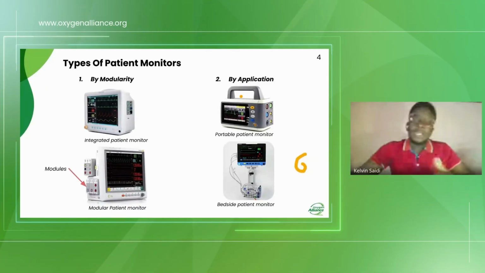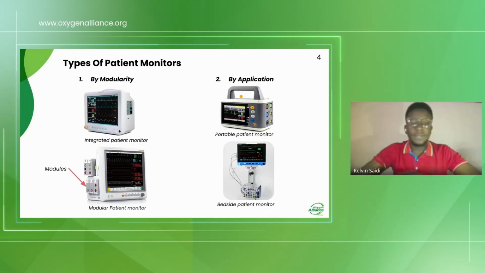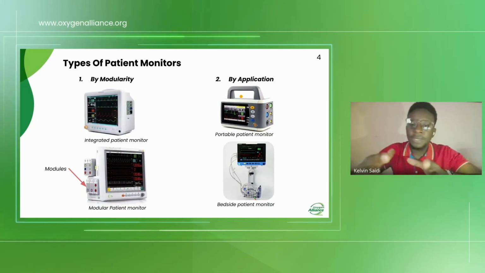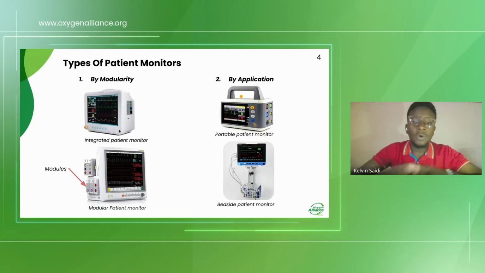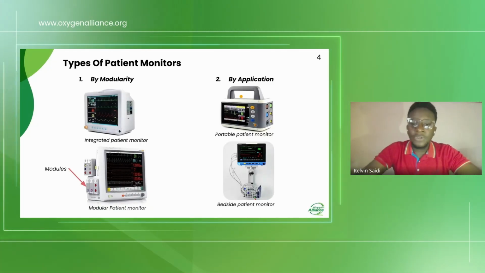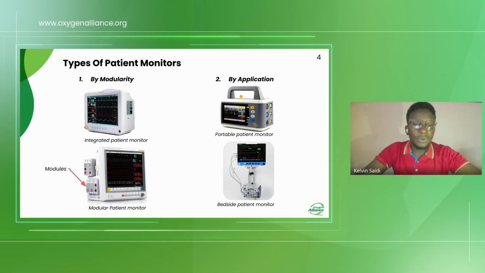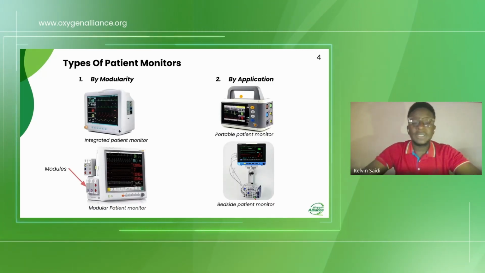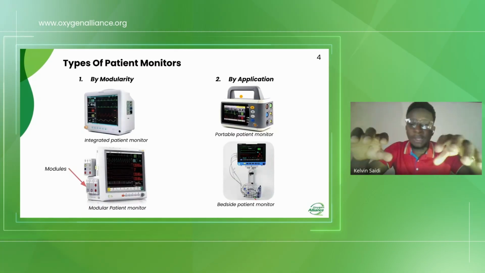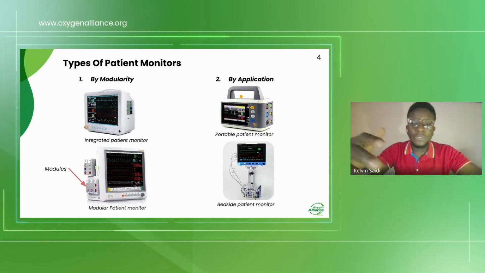Let us now look at the types of patient monitors. Patient monitors are classified into different types based on 2 main lessons. The first one is how they are physically built, or the modularity, or where they are clinically used, or the application. When you talk about the modularity, we have the modular patient monitors and the integrated patient monitors. Integrated patient monitors are single self-contained units, and all the measuring electronics is built into the main box, the main display, and they have fixed ports for standard vitals.